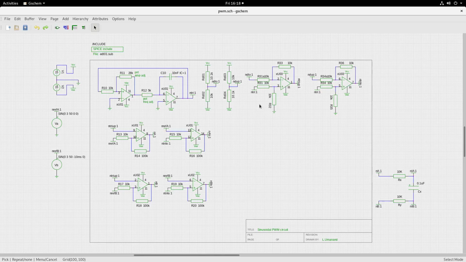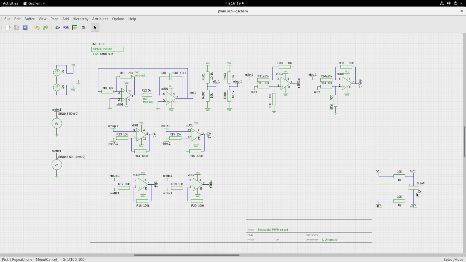Let us now look at the simulation of the sinusoidal PWM circuit. So this is the schematic of the sinusoidal PWM circuit. There are some things which I have written outside the page marker. So here is the power supply. I'm using a power supply here, and this is the reference sine source, the modulating source.